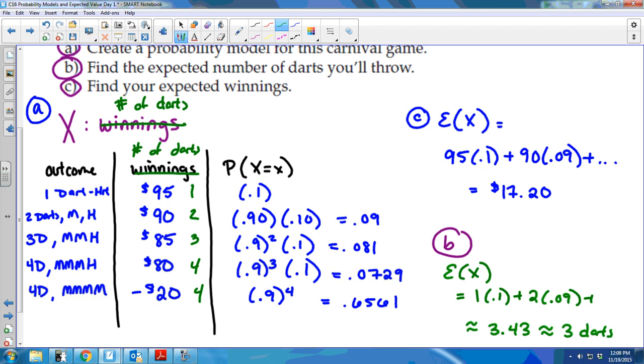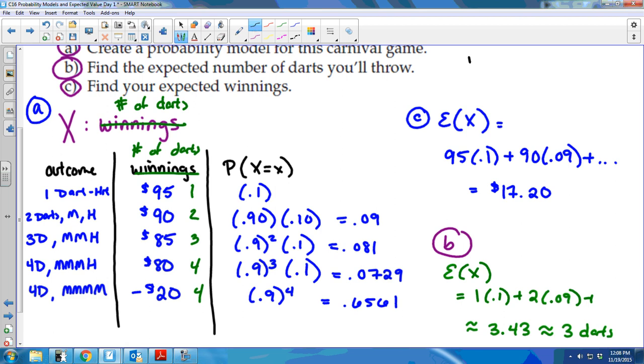Questions about the math there? You have all your possible outcomes with the probabilities. You find the expected value. Questions on that? I don't know that there's a purpose. They just asked you to do it. If you were playing the carnival game, then you want to know your expected winnings. Right. You don't care about the number of darts. But they're just making you practice with doing it.